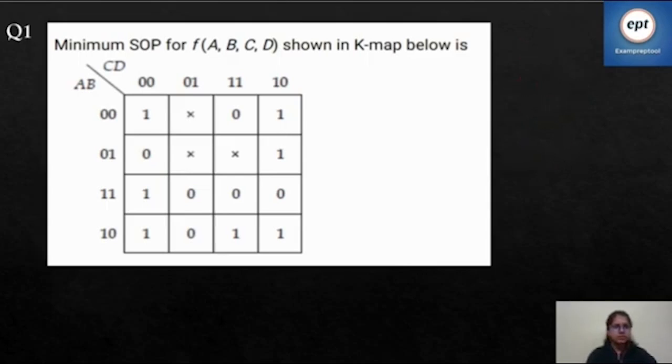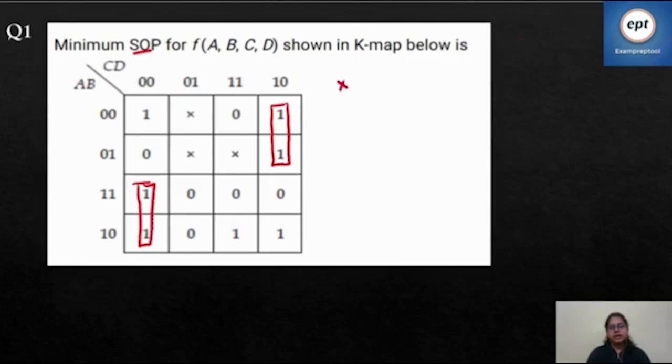Let's see how the groups are made. You can see here, this is making one group, this is making one group, and this is also making a group. In minimum sum of product, wherever 1 is there, we will consider that. In POS, product of sum, we will look for 0. But here they are saying sum of product, so that's why we will look for 1.